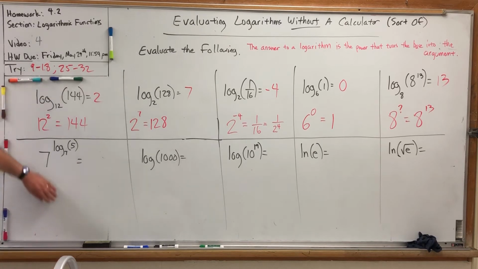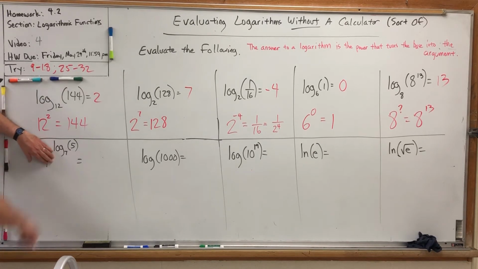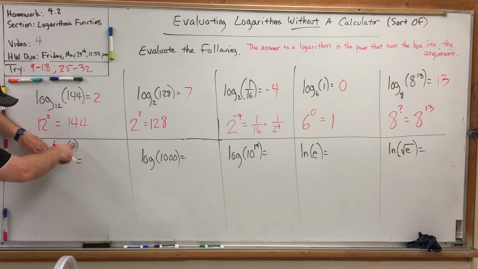So let's ignore this 7 for a second. And let's just focus on log base 7 of 5. I don't know what the answer to that is, but I know what the answer does. The answer to this logarithm is the power that turns 7 into 5. Let me say that again.